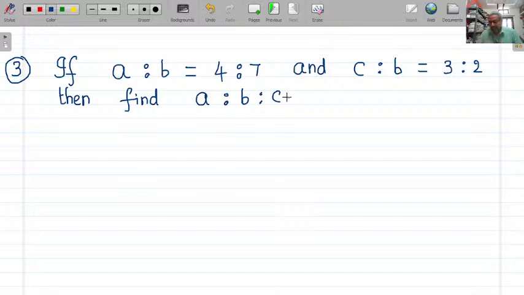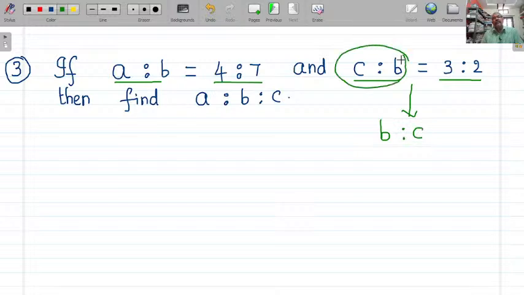Don't get any confusion. First of all, read the question carefully, then apply the super shortcut. But check the problem before going to solve it. Here A is to B is given as 4 is to 7. But here C is to B is given as 3 is to 2, and B is to C is not given. So here you need to find B is to C. That's very important. That means we need to find the reciprocal ratio of C is to B.